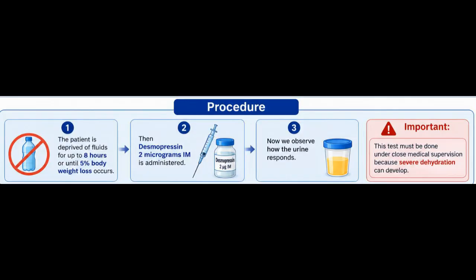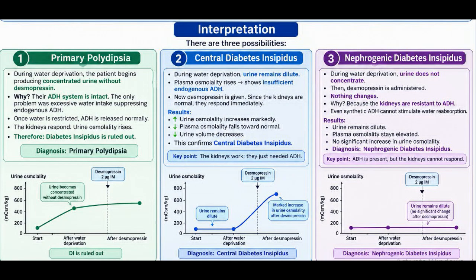Procedure. The patient is deprived of fluids for up to 8 hours or until 5% body weight loss occurs. This test must be done under close medical supervision because severe dehydration can develop. Then, desmopressin 2 micrograms IM is administered. Now we observe how the urine responds. Interpretation. There are 3 possibilities.